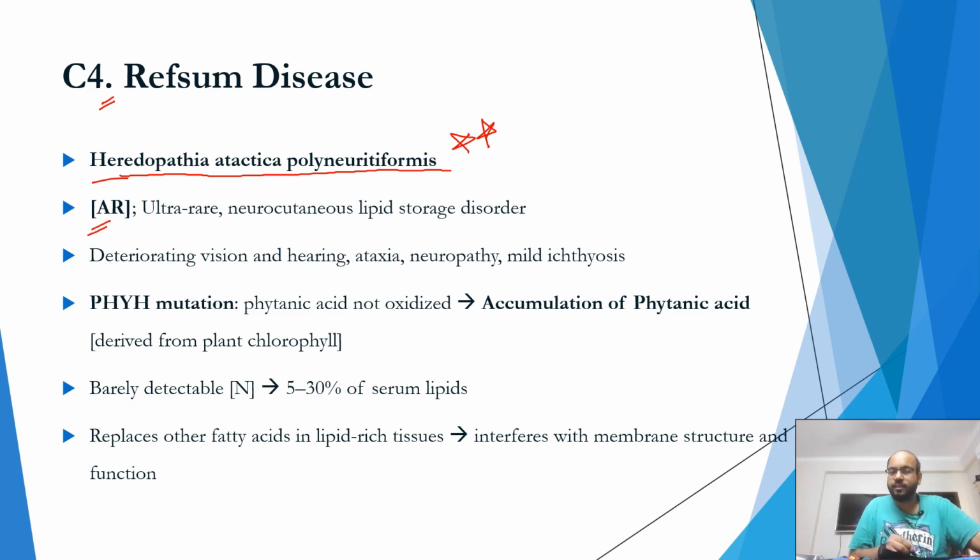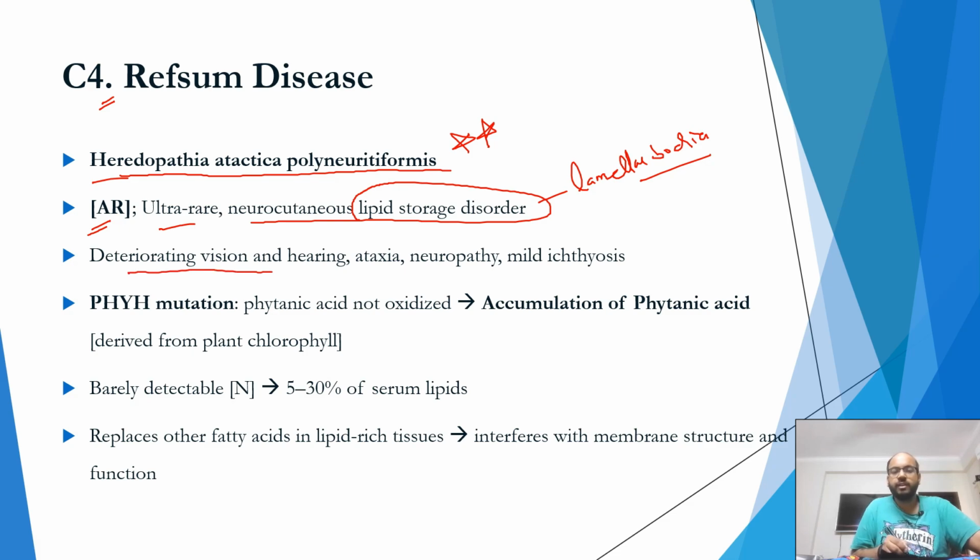It's an autosomal recessive, ultra-rare neurocutaneous lipid storage disorder. Now, lipid storage disorders can also lead to ichthyosis because of problems in the lamellar bodies. Because that's what lamellar bodies contain, isn't it? They contain lipids. The features are deteriorating vision and hearing, ataxia, neuropathy, and mild ichthyosis. So majorly the problem lies in the brain, with ichthyosis.